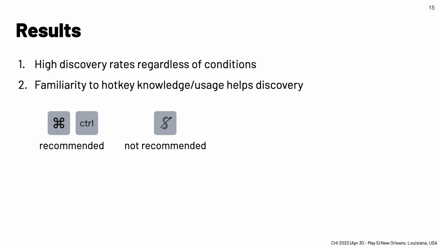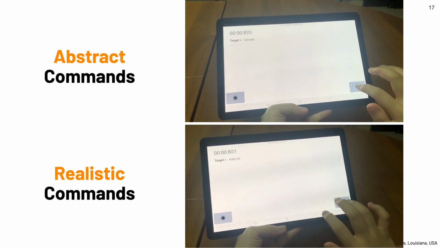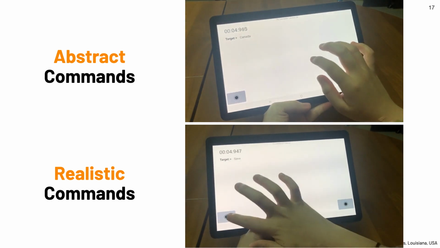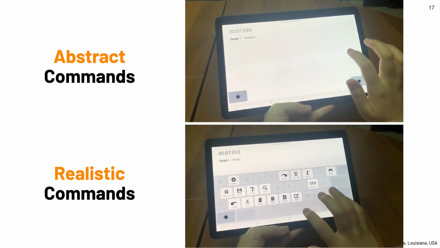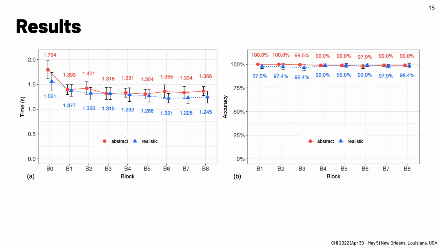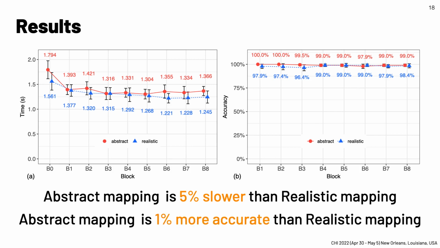Results showed that discovery rates were high regardless of conditions, and familiarity to hotkey knowledge or usage helps participants to discover Softcuts. Next, in our third experiment, we studied how easily users learn command mappings. The abstract set comprises 16 countries, while the realistic set comprises 16 existing hotkeys from Microsoft Word application. Results show very small difference in performance between the two mappings. Participants were only 5% slower in abstract mapping, but overall 1% more accurate than realistic mapping.